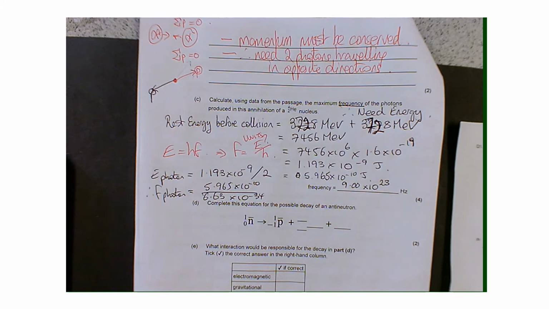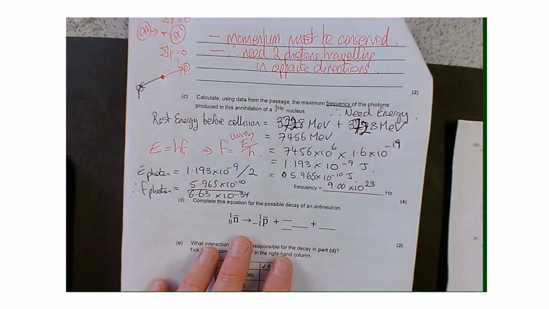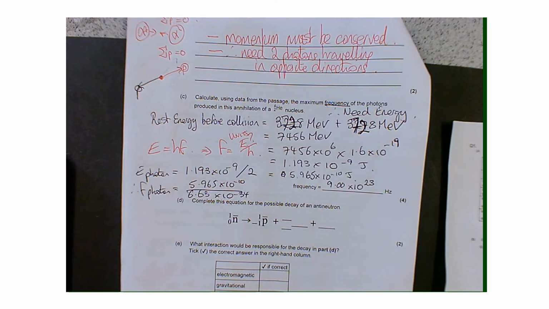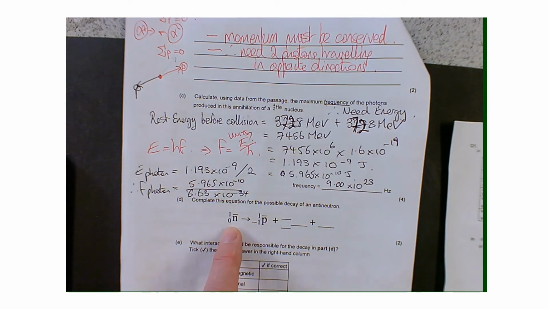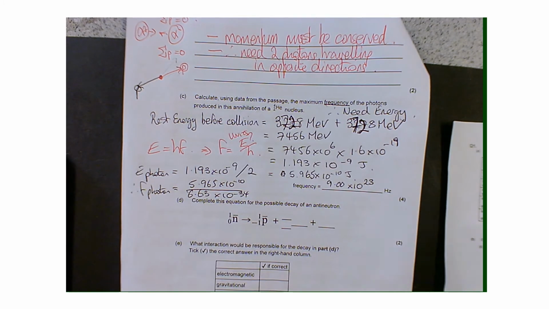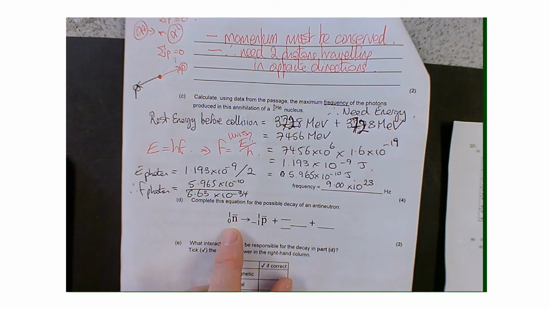Right, okay, so now we're looking at completing this equation for the possible decay of an antineutrino. Okay, so we've got a decay process. What type of decay is this going to be? Beta. It's going to be one of the beta decays. Okay. I'm going to work this out just by using the numbers.